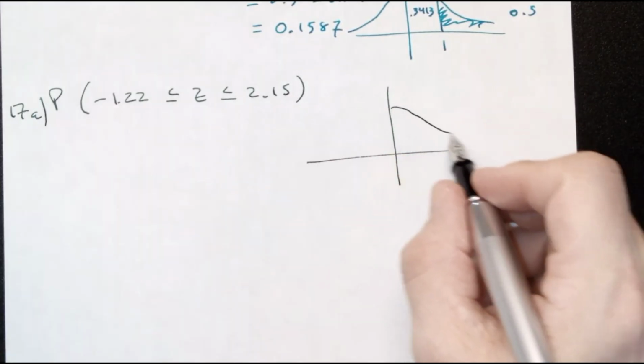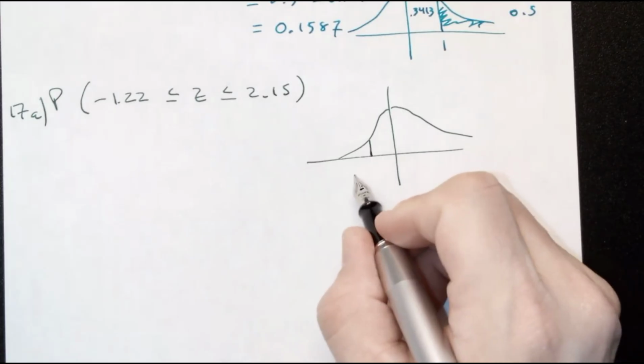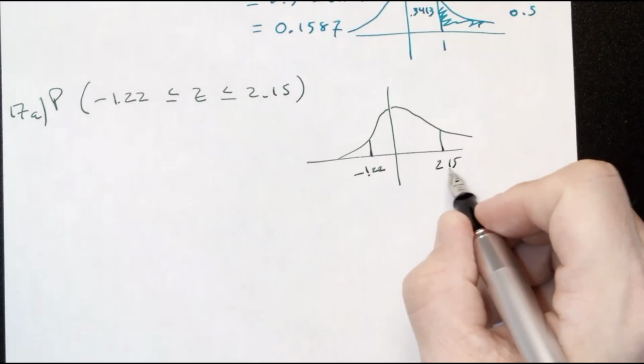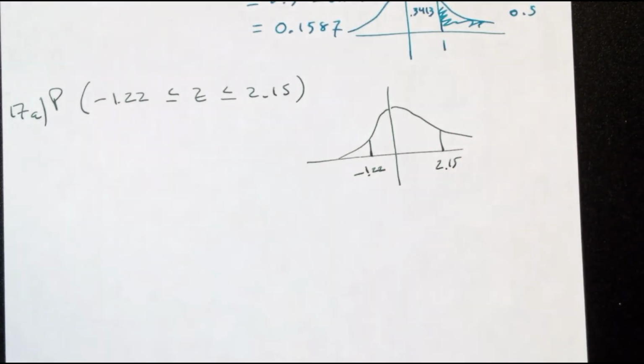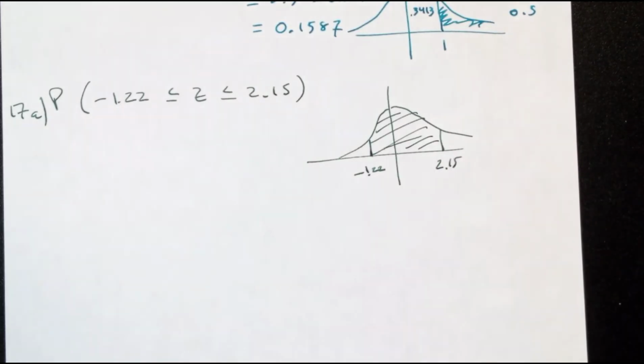Even a crappy picture is worthwhile. I can never draw a normal distribution properly. But negative 1.22 is going to be over here somewhere. And 2.15 is going to be much further over on this side. And what I want is this area.